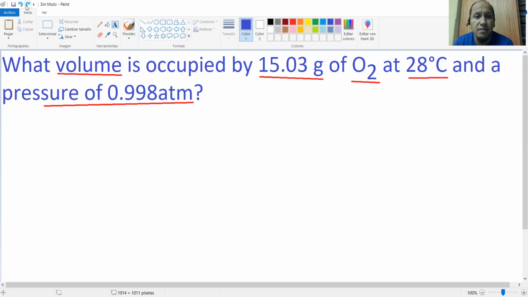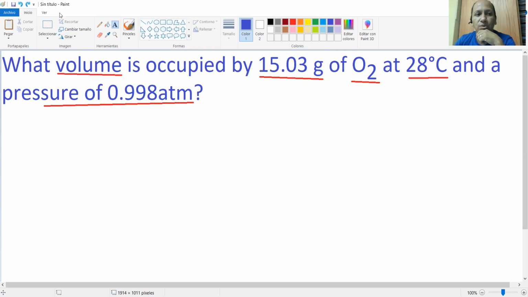What volume is occupied by 15.03 grams of oxygen gas at 28 Celsius degrees and at a pressure of 0.988 atmospheres? I underlined the most important variables in this exercise. You can see there's just one volume they are asking to calculate, for a mass of gas at that specific temperature and pressure. It doesn't say initial and final state. It's just a single state: what will be the volume if you have those other variables? Of course, for oxygen gas and the mass of gas.